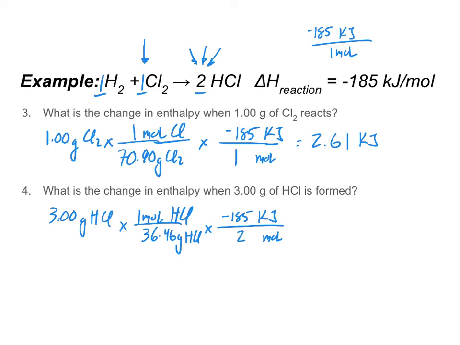So when I go to calculate this problem, I will take the 3 divided by the 36.46 times 185, which happens to be negative, divided by 2. And I get something like 7.61 kilojoules of energy formed. Or kilojoules of energy, it's part of the reaction.